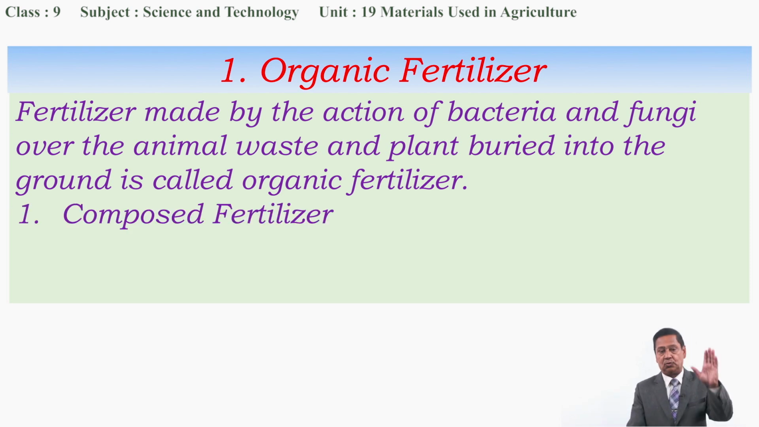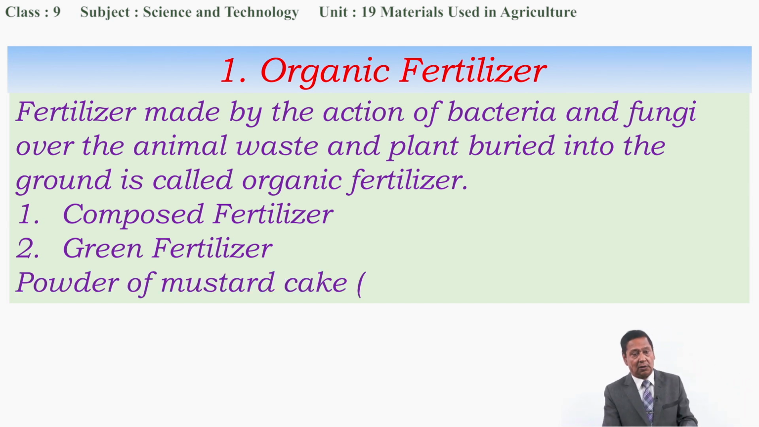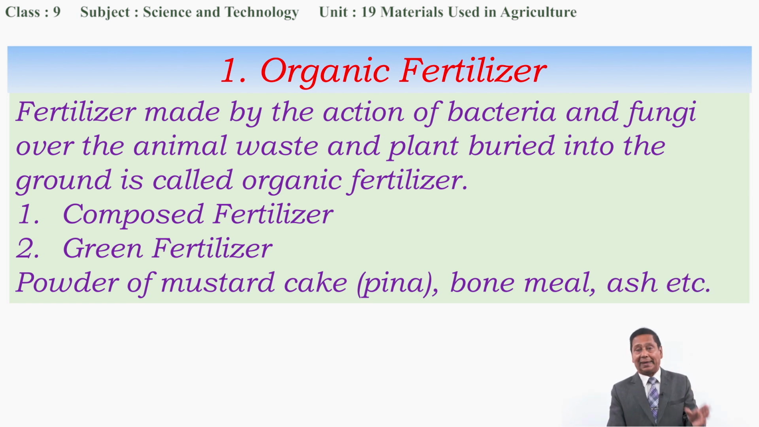It is divided into two types. One is compost fertilizer, another we can say green fertilizer. Actually, green fertilizer is also later converted to organic fertilizer like compost fertilizer. Besides this, there are other fertilizers also. Powder of mustard cake, which is called pina. When mustard seed is squeezed, then we get mustard oil. And the solid substance left behind is called pina. And this pina, if powdered, then it acts as very good fertilizer in the field.